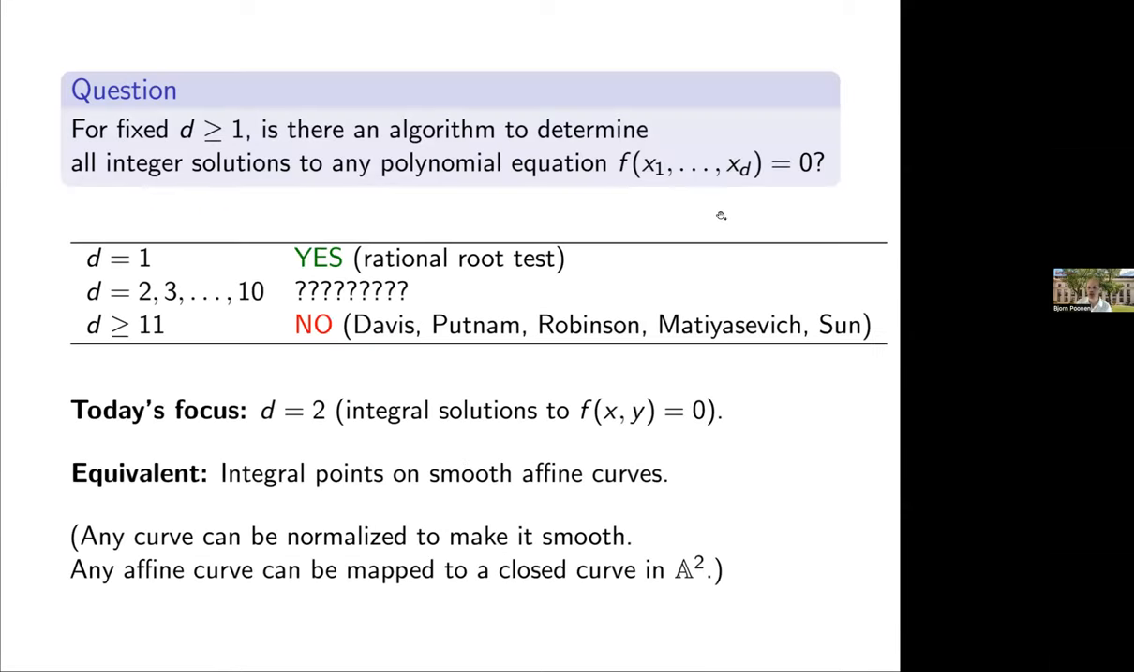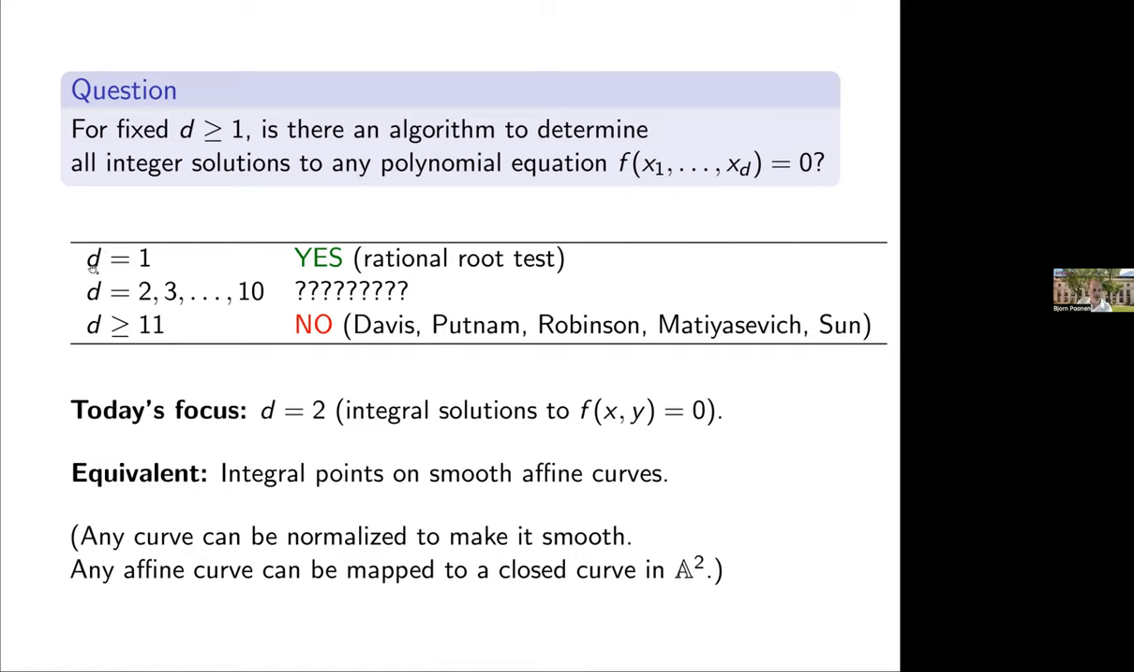All right, so we're talking about integer solutions to polynomial equations. A big open question of the field. I'm going to start very general and we'll specialize later. Given a degree D, is there an algorithm to determine all the integer solutions to all the polynomial equations of degree D? D is the number of variables. So all polynomial equations in D variables.